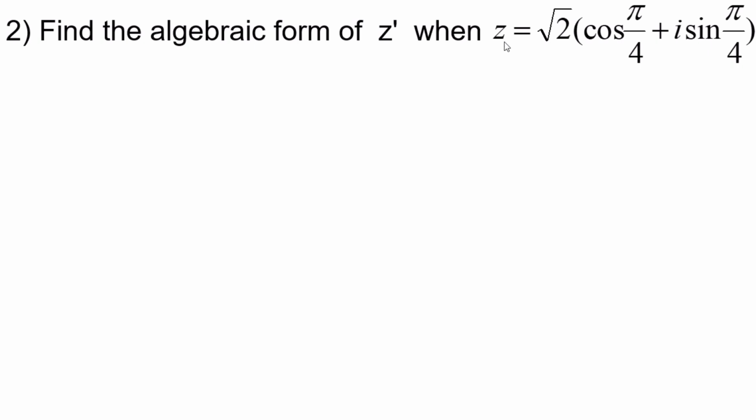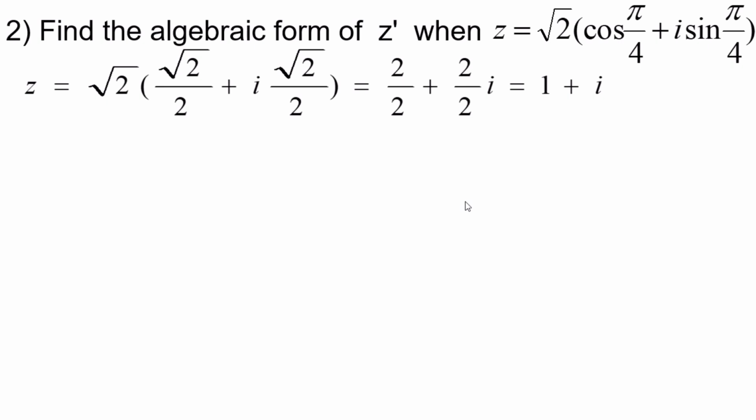Here we have to write first Z in algebraic form. How to write Z in algebraic form? We substitute cosine pi by 4 by radical 2 over 2 and sine pi by 4 by radical 2 over 2. We get 1 plus I.